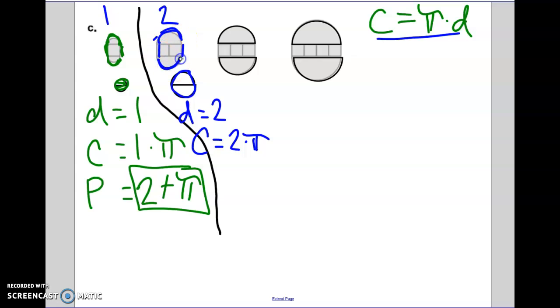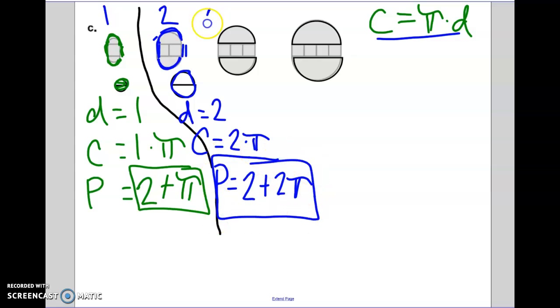So the top and the bottom together are 2 pi, and I need to add 1, 2. So the perimeter of this whole thing is going to be 2 plus 2 pi. And that's for our second figure. We're going to do this again for the third one. Notice the diameter for this one is 3.